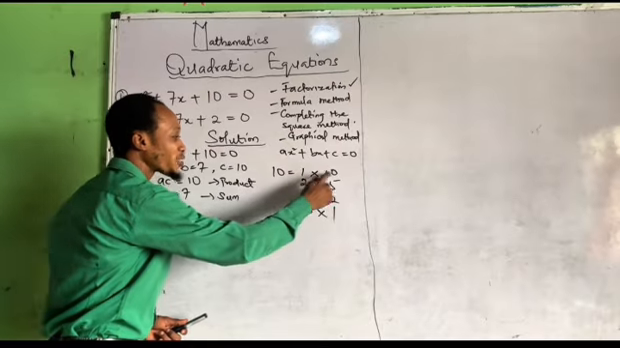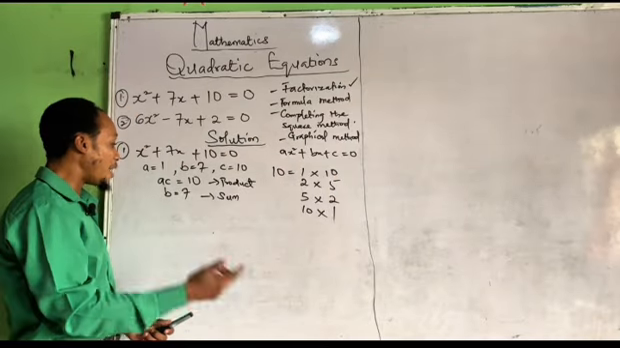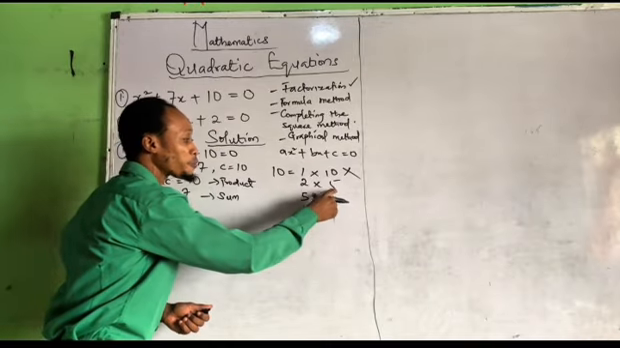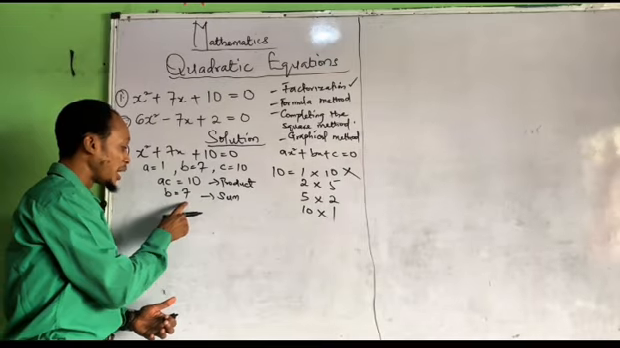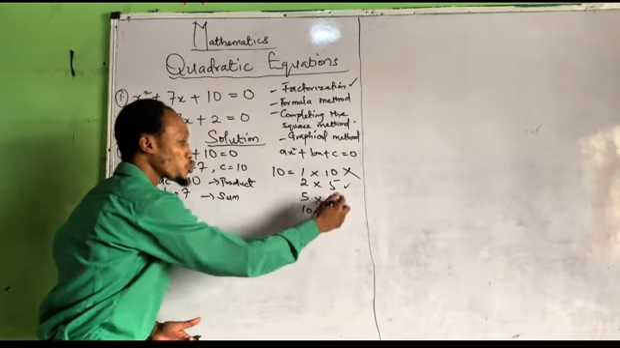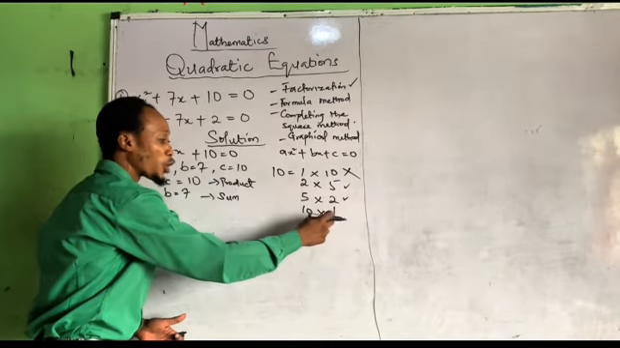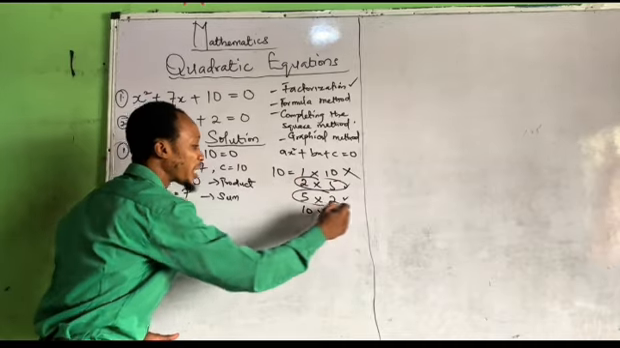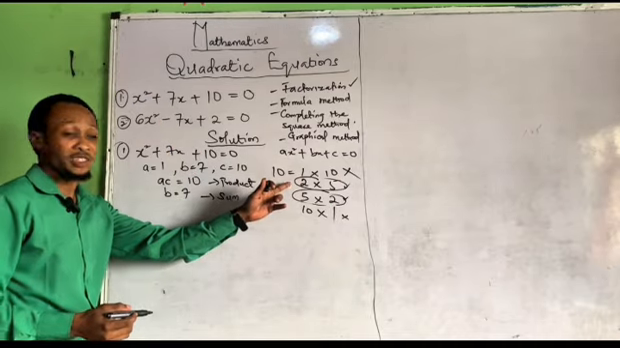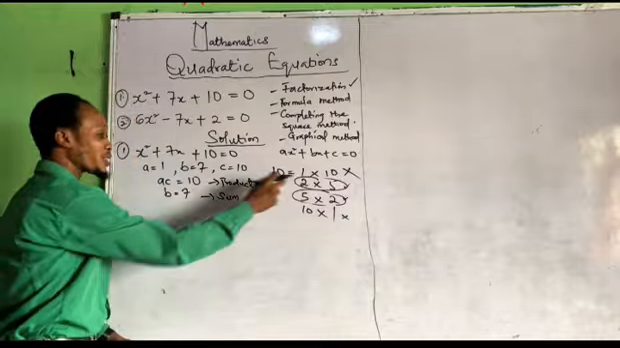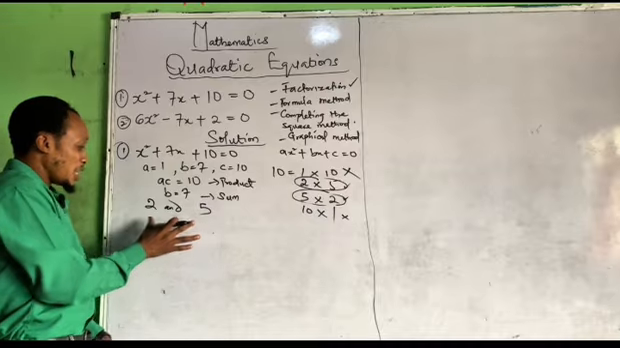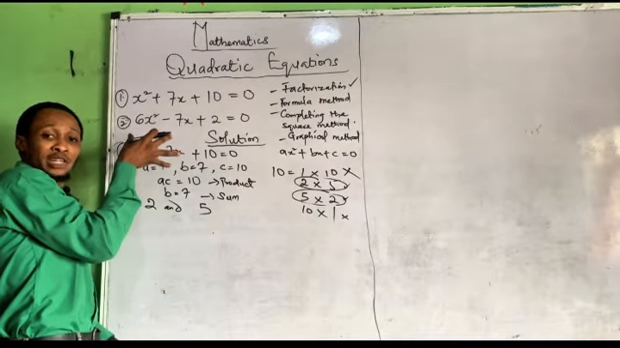Let's check. 1 plus 10 is 11, which won't give us 7, so that is not going to work. 2 plus 5 is 7, it will work out. 5 plus 2 is also 7, it will work out. But 10 plus 1 is 11. So we can pick either of these. Let's go with 2 and 5. So the factors are 2 and 5. Now let's put this 2 and 5 back into the equation.